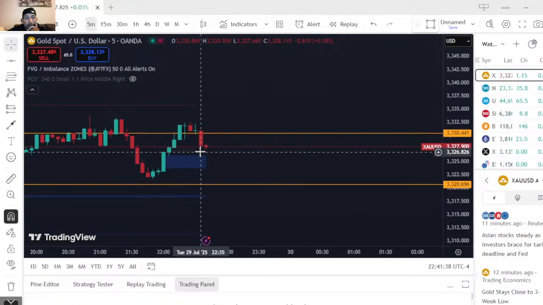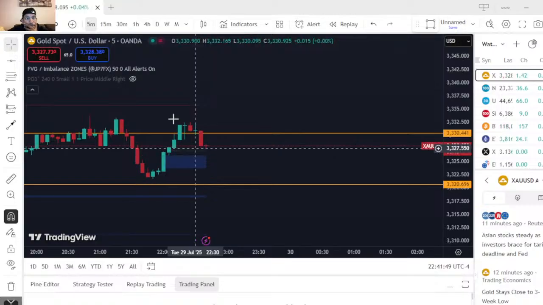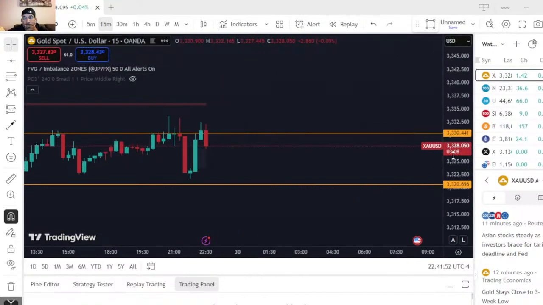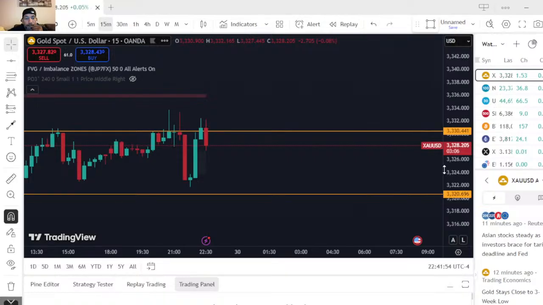I would have said if this would close down, push significantly through and invert this FEG, then max 2 trades, Jose. Yeah, that's smart. It's good. Yeah, no worries.